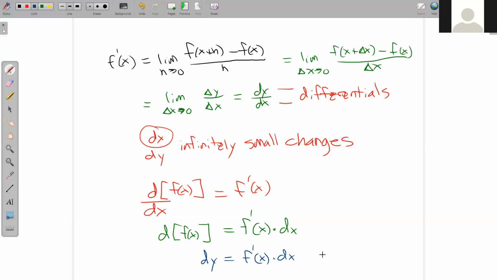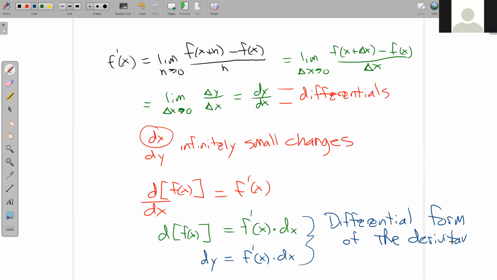So that's another way to think about it. And this version of a derivative is called the differential form of the derivative. And it turns out it's super powerful.